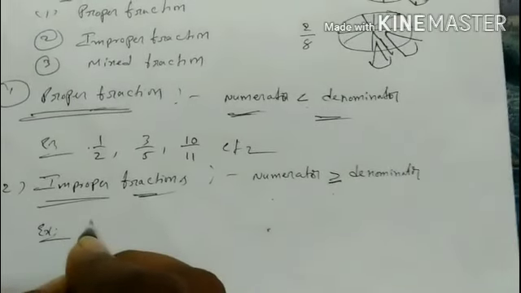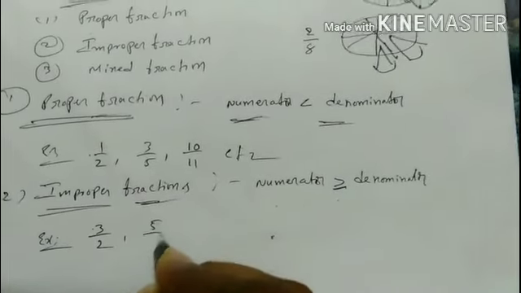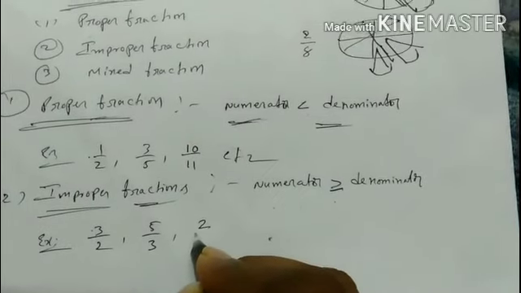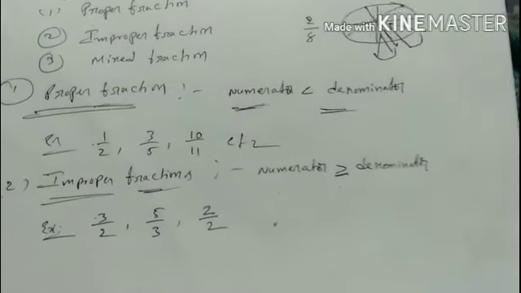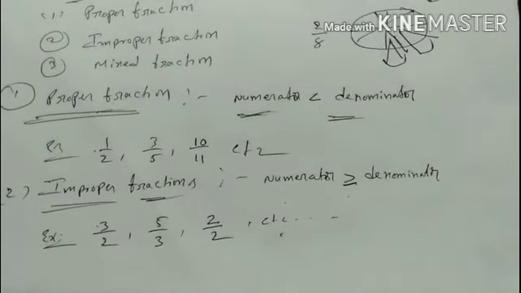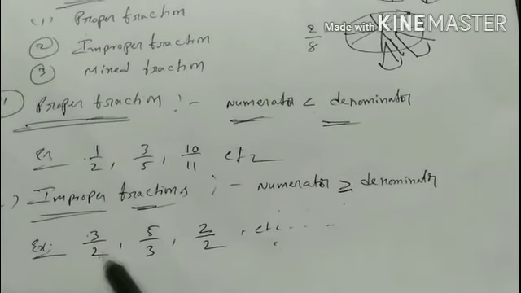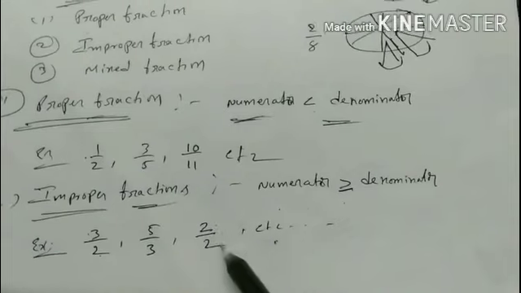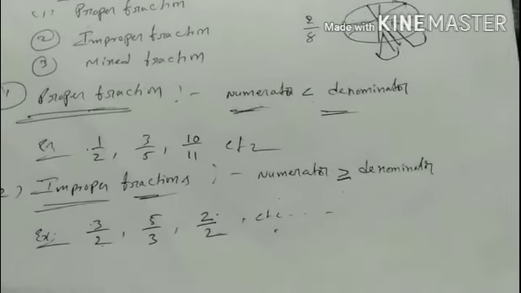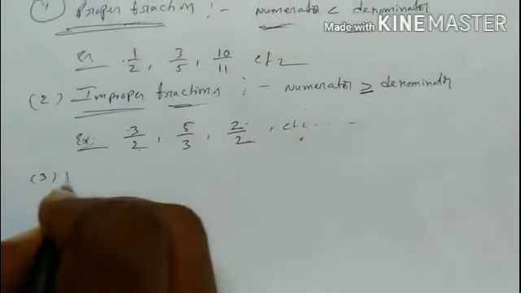In this case, we see 3 by 2, 5 by 3, 2 by 2. Here clearly the numerator is greater than the denominator, and in the last case the numerator is equal to the denominator. These are called improper fractions.